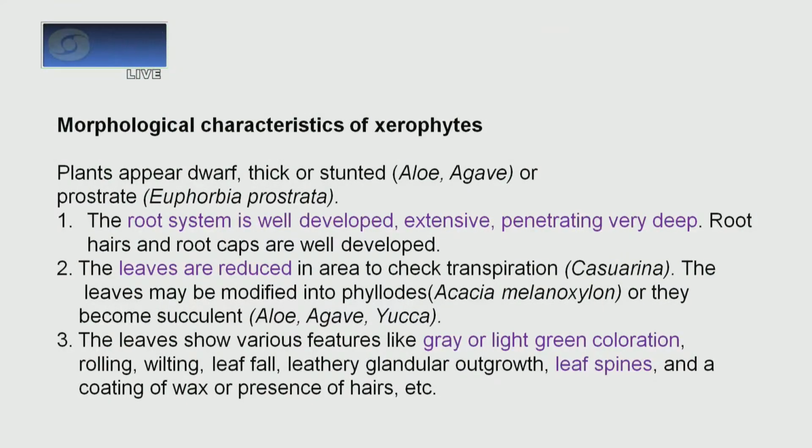Now, what are the morphological characteristics of xerophytes? Root system is very well developed because the roots have to go deep and deep into the soil. They have to penetrate deeper into the soil in search of water. Root hairs are present, root caps are developed. They have to check transpiration. That is why the leaves are reduced. The surface area of the leaf needs to be reduced. Sometimes the leaves are modified into some other structures. Even the stem may be modified into some other structures.